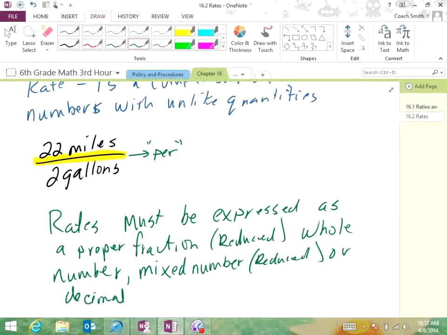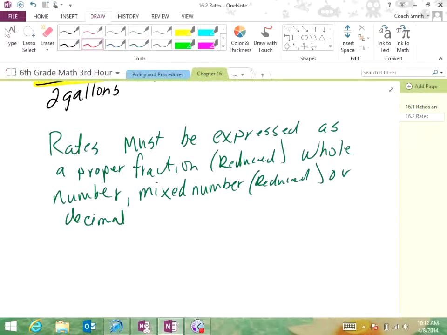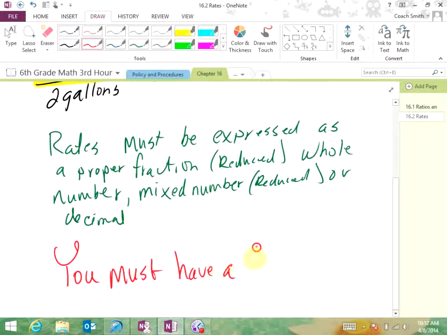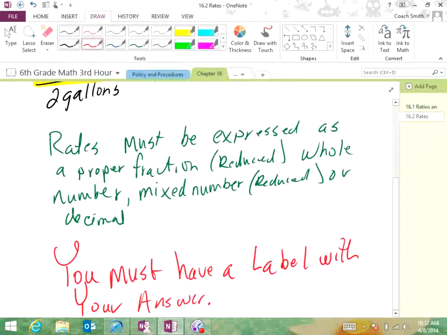The other thing about rates, and I'm going to put this in red letters, you must have a label with your answer. I'll get to our example in a second. You must have a label with your answer or it will be wrong.